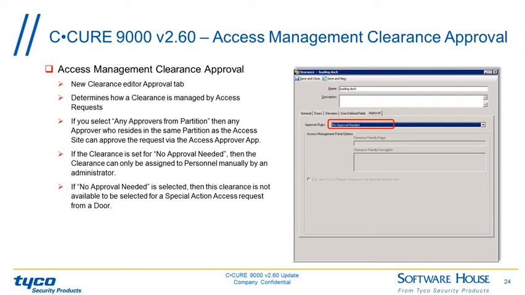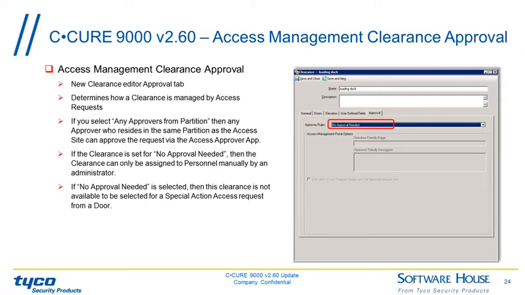Okay, so you can set up a clearance for no approval needed. And what that means is the clearance can be assigned to personnel manually by an administrator, the same way we've always done it. If you set no approval needed, then this clearance can't be selected for the special action from a door.